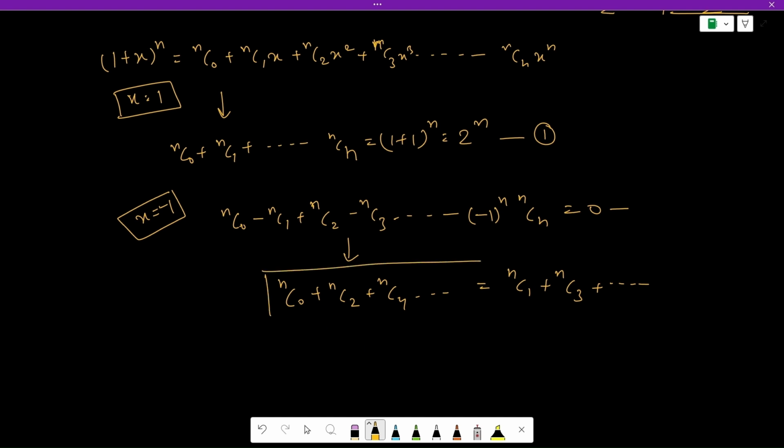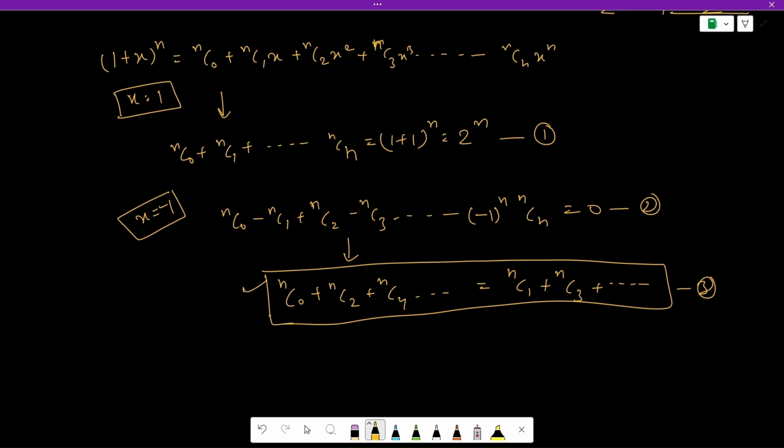Now this is the result, and using this result in the first result, what we can get is, let's say the even part is x, so the odd part will also be x. So we are calling this as x.